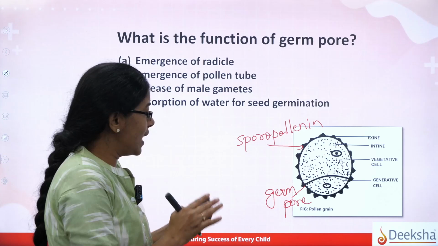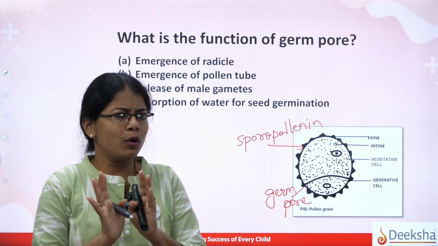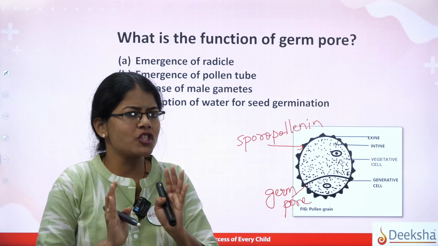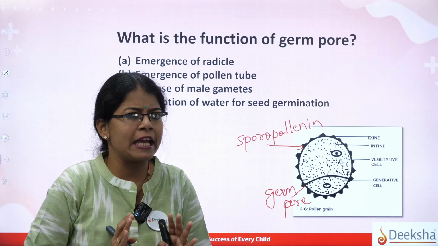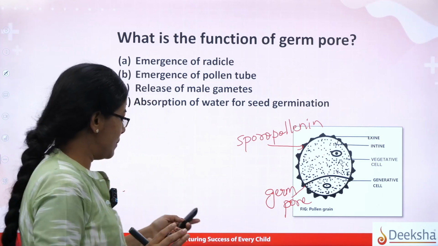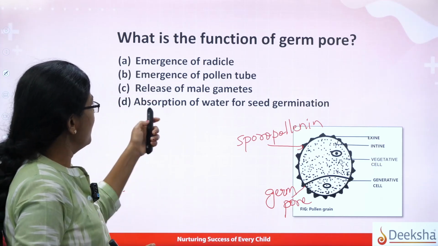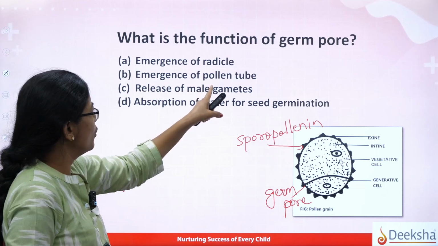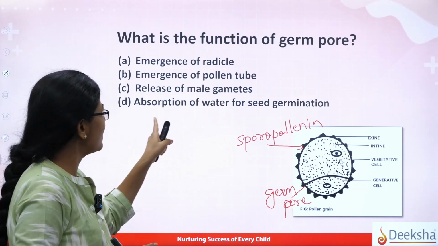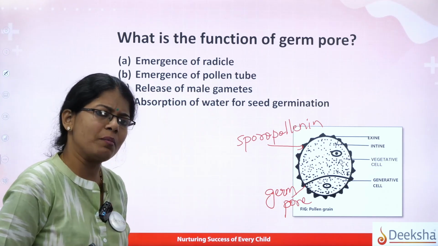Okay, so now I gave you some hint. You know what sporopollenin is, what the germ pore is, all the parts and all the functions. Okay, now can you tell me the answer for this question? Emergence of the radicle, emergence of pollen tube, release of male gametes and absorption of water for seed germination.